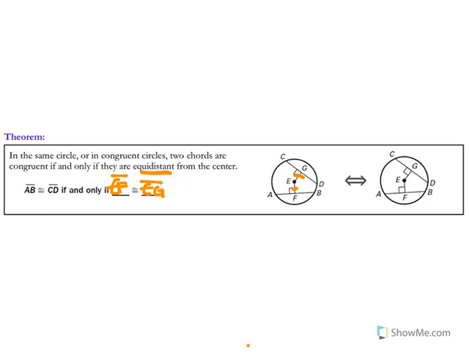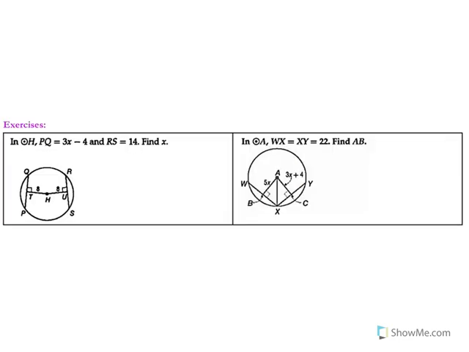Likewise, if I told you that the little segments that go from the center to the chord, EG and EF, were congruent, then we could assume that the chords are also congruent. So you can go vice versa. All right, a few examples with this one.